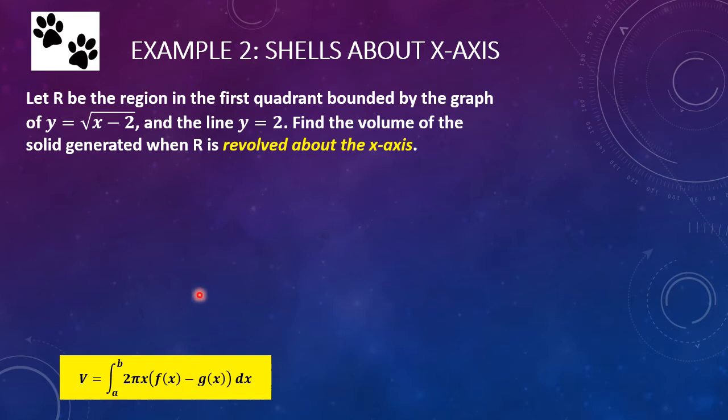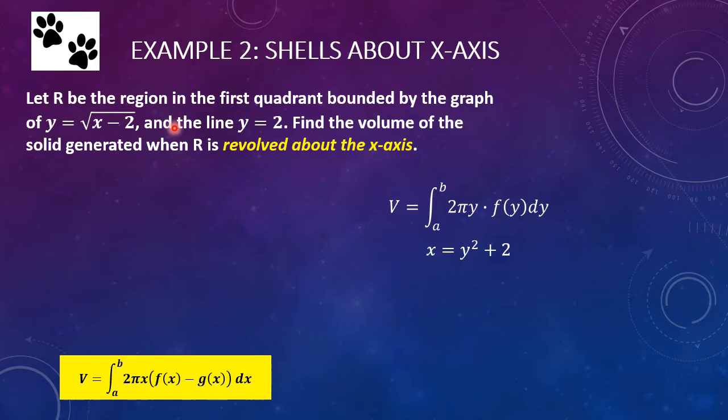The functions are going to be functions of y and not of x. So one of the first things we have to do is express our equation in terms of x equals instead of y equals. That's pretty simple. If we solve the equation, square both sides, and then add 2, we get x equals y squared plus 2.